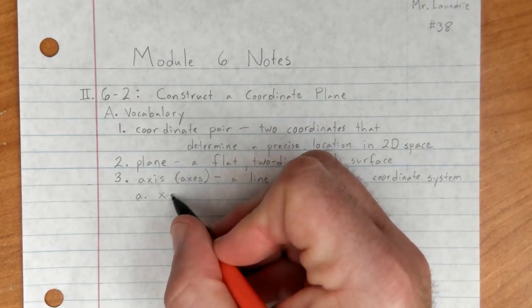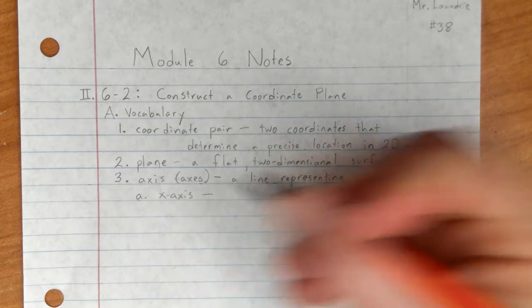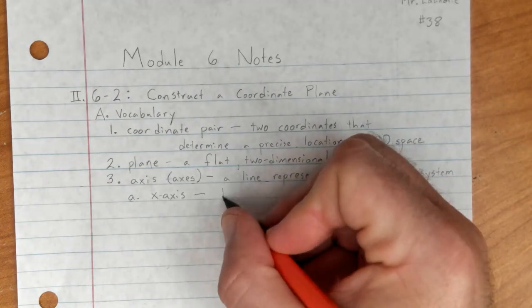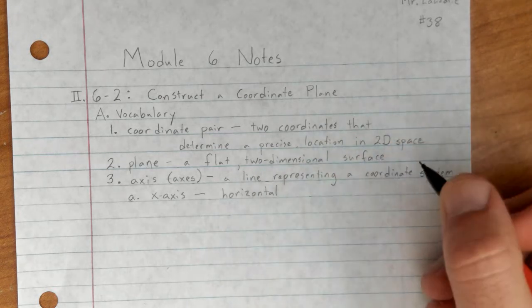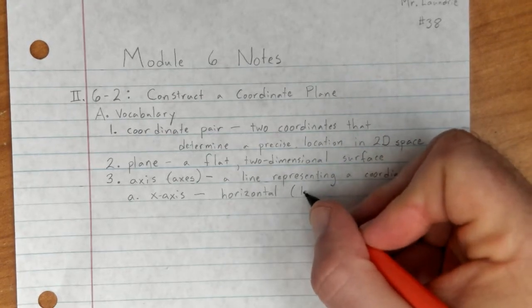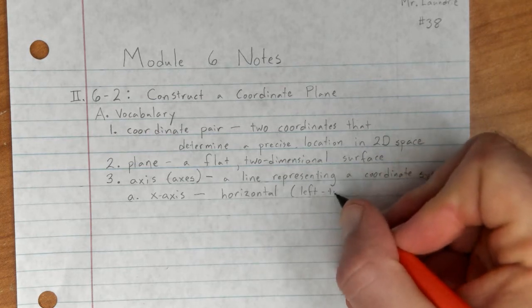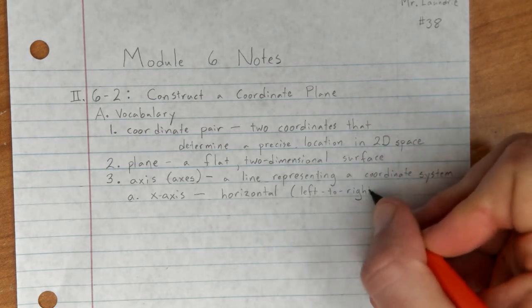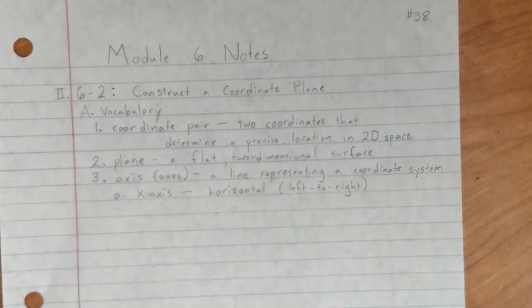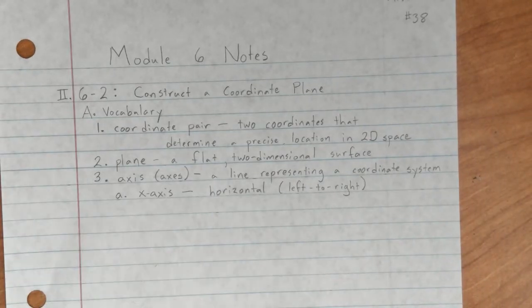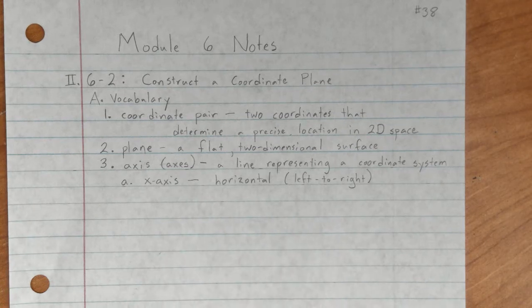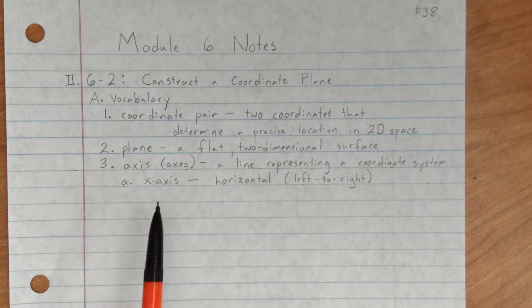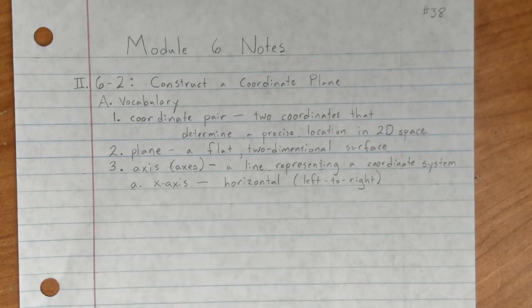Now, the first one we're going to talk about is the x-axis. This is a horizontal, left to right system. So with our x-axis, we're looking at horizontal, straight across. These blue lines are all horizontal. They run left to right or right to left. The x-axis always runs horizontally.